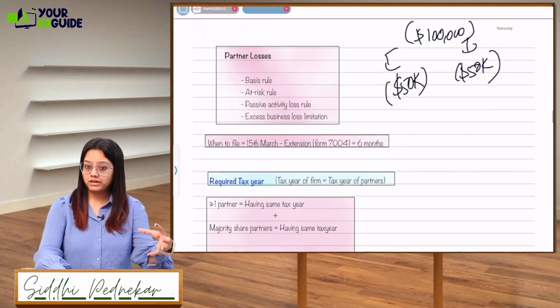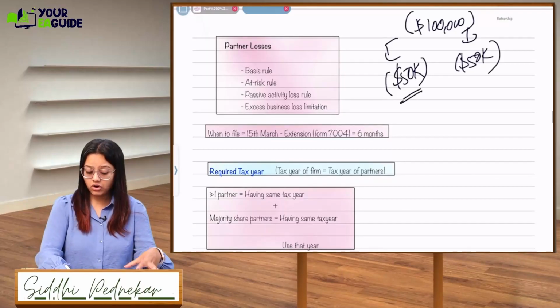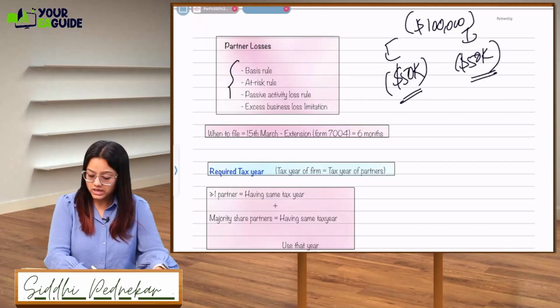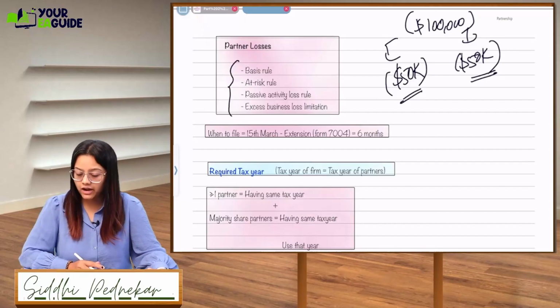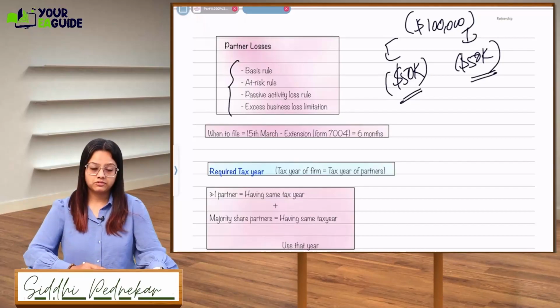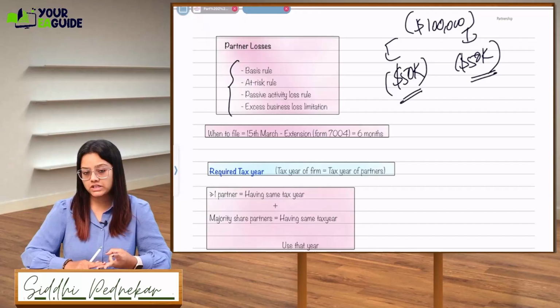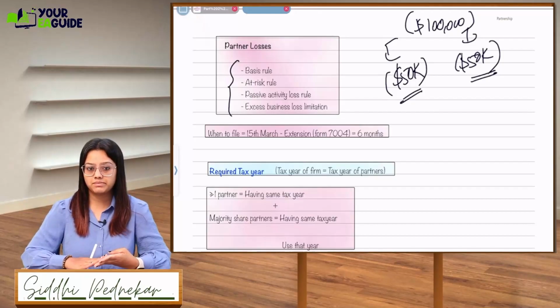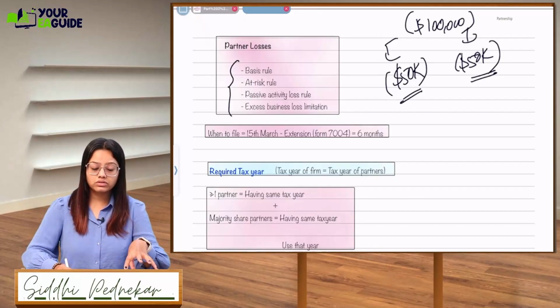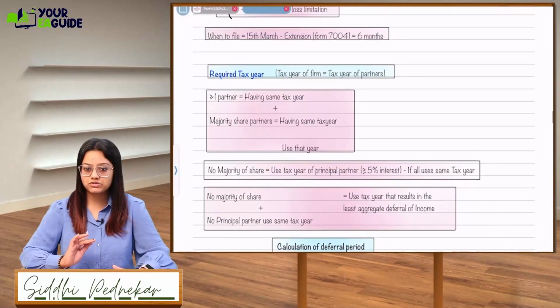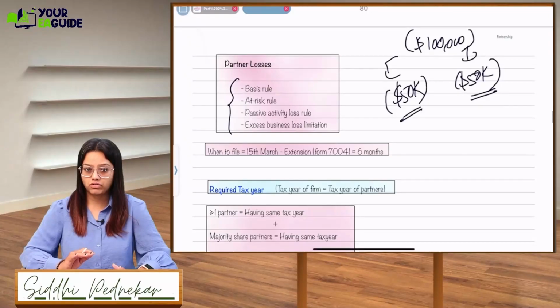Now when they prepare the 1040 return, can they take the whole loss in their tax return as a deduction? The answer depends on the rules. All the stepwise rules you will have to apply. First is the basis rule, second is the at-risk rule, third is passive activity, and fourth is the excess business loss limitation rule. I'll explain these four very briefly, because in upcoming slides we will come back to this topic again.